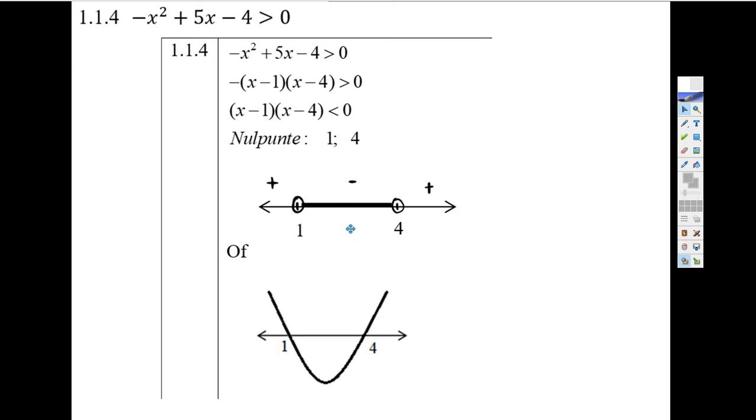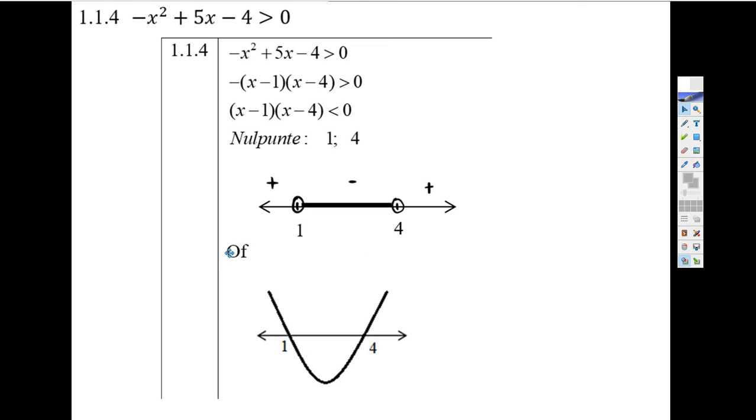Well, all you have to do is test it. Pick a number like 2. 2 minus 1, 2 minus 4, multiply them together, and you get a negative number, 1 times -2. So it's definitely negative in between there, and that's why they made this graph. That's your solution. You're looking at it right there.